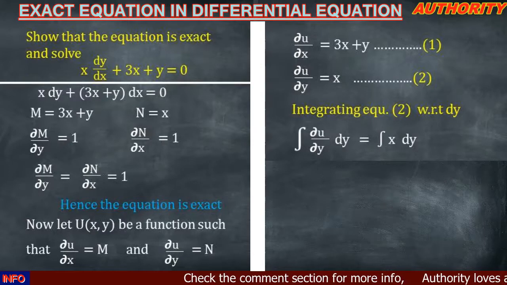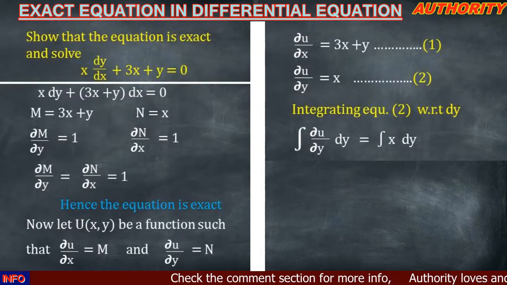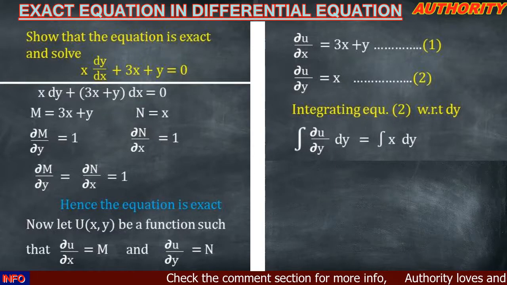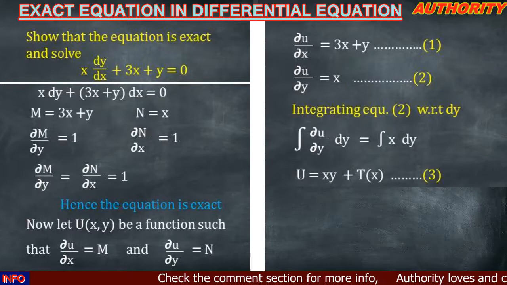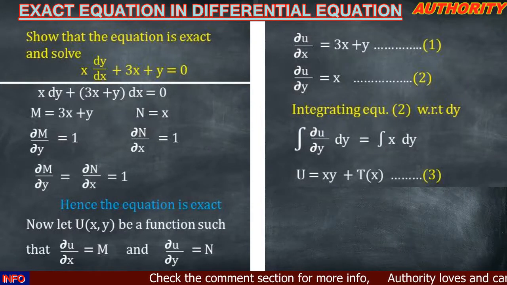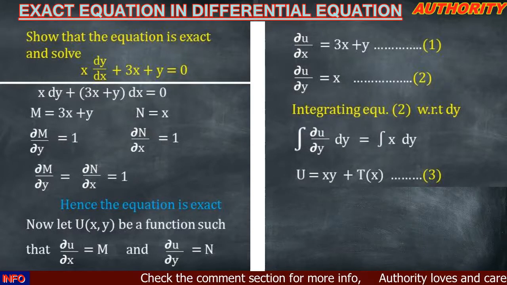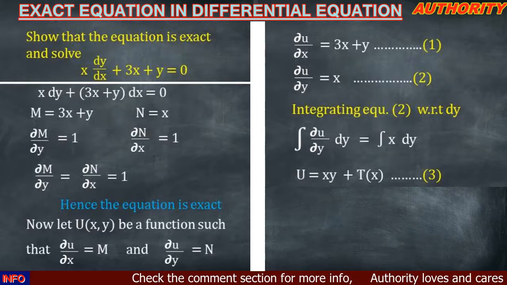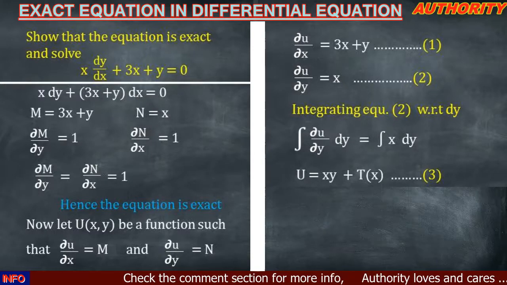Now, when we integrate this partial derivative of u with respect to y, we integrate it with respect to dy, what is it going to give us? It's going to give us u, and then equal to, on the right hand side, when we integrate x with respect to y, it's going to give us xy plus, we're supposed to have c, a constant, but in this case we're going to use the letter t of x.